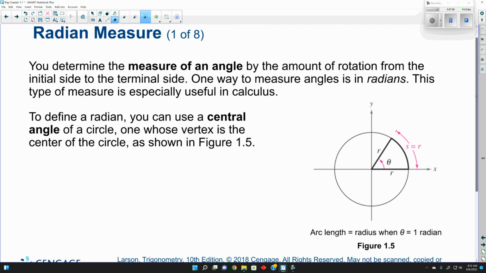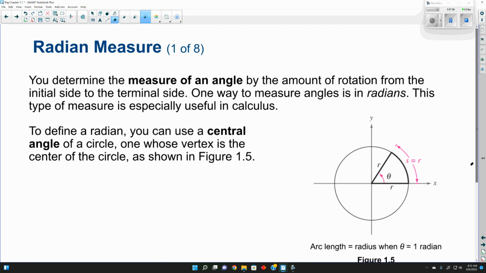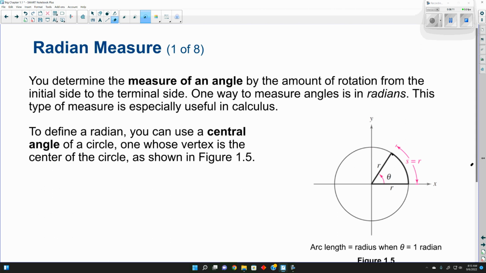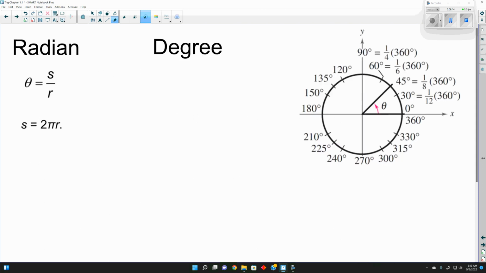Now, radian measure is something y'all have heard about but not dealt with too much. Radian measure is really talking about along the circle. You determine the measure of an angle by the amount of rotation from the initial side to the terminal side. One way to measure an angle is in radians. This type is especially useful in calculus, and we can determine it here, because our angle is equal to the side over r, so s over r. And s is equal to 2 pi r.